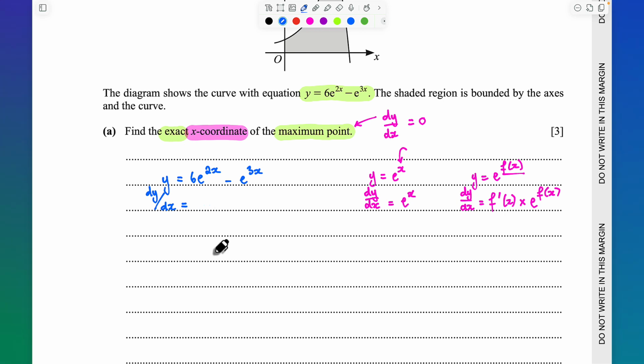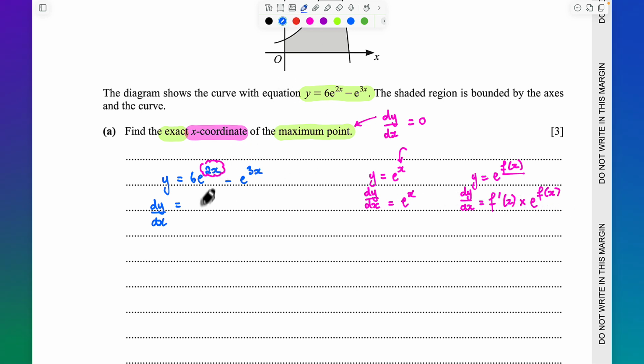So actually, maybe let me space these out a little bit more. That's going to be dy/dx equals, so what we're going to do is say, okay, for this expression, our power, or our f of x, is 2x. Remember, we need to take that function and find its derivative. So what's the derivative of 2x? It's 2.